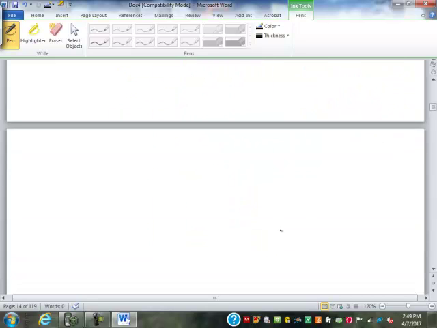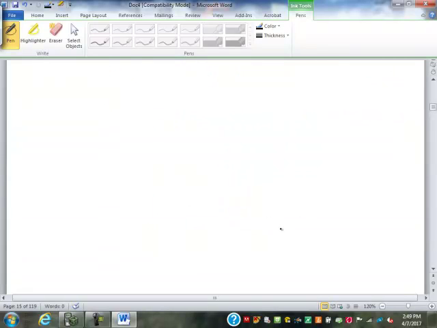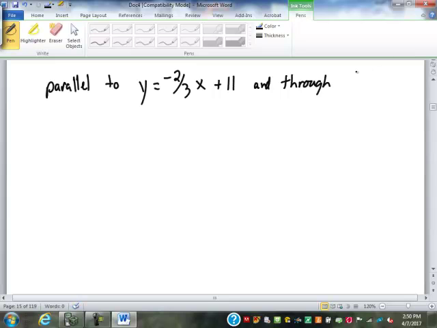Okay. So again, let's find the equation of a line that is parallel to y equals -2/3 x plus 11, and it goes through the point 6, 1. So what's the first thing we need to find?